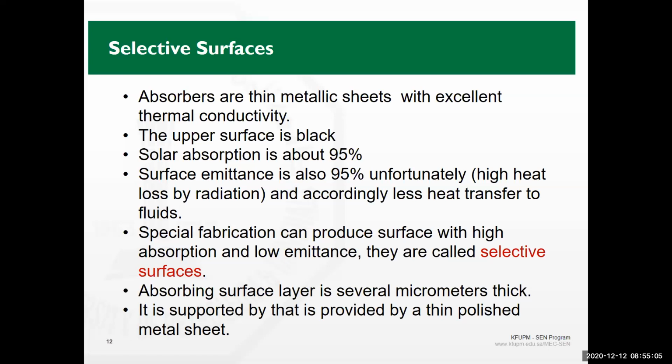The absorbing layer is several micrometers thick. Actually, thermal radiation is like convection. It's a surface phenomenon. It's something which is occurring between the surface and the surroundings. The surroundings could be a gas or a liquid in the case of convection; for radiation, it's gas, liquid, or vacuum.